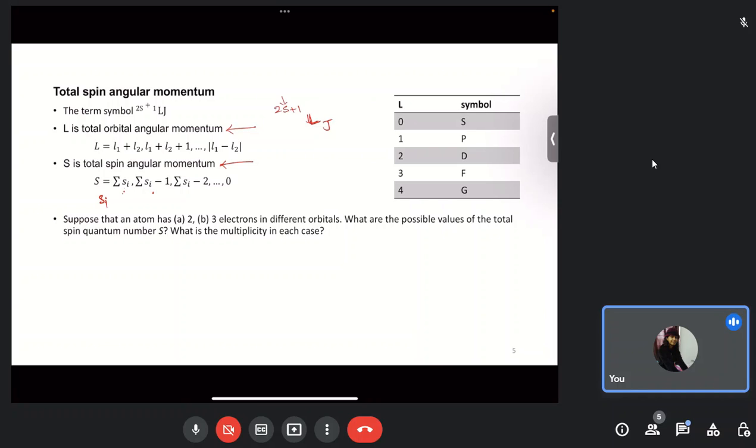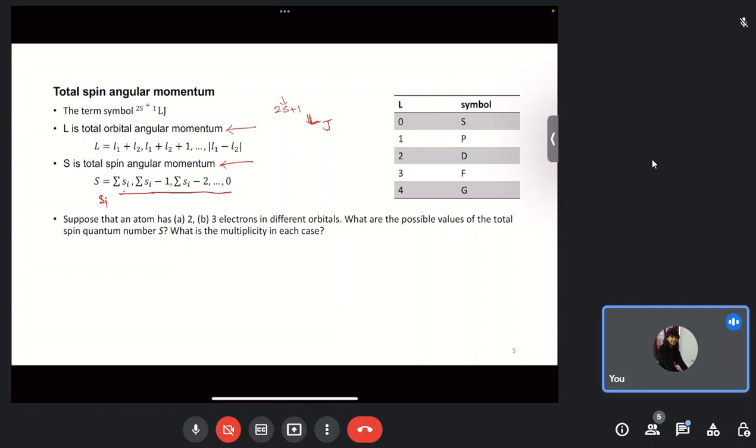Let me give you a physical intuition of how these values can be adopted. These different values can be adopted by total spin angular momentum, using this question.